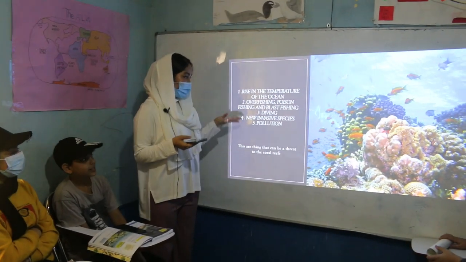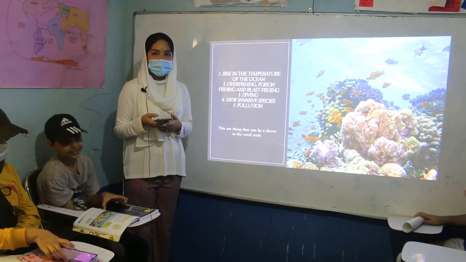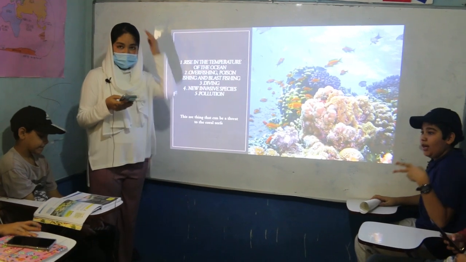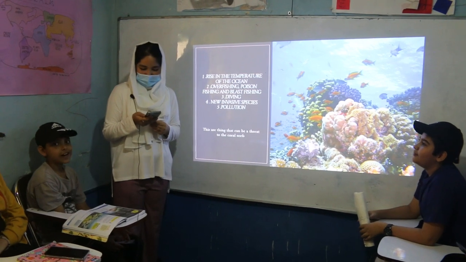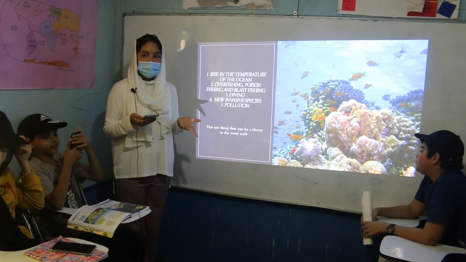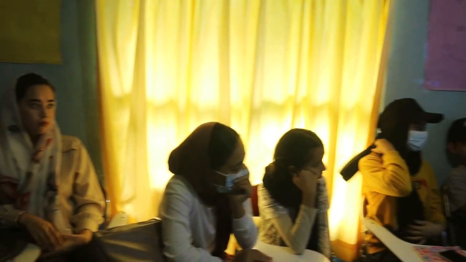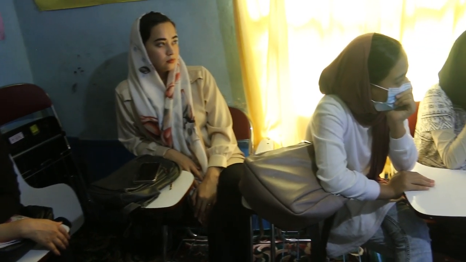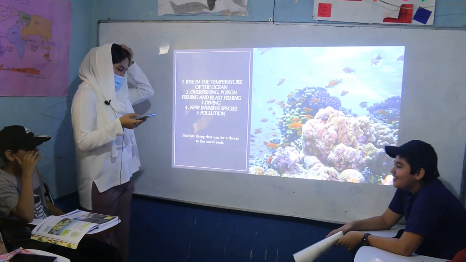The second example is overfishing, poison fishing, and blast fishing. As the human population grows, so does their demand for food, such as fish. Excessive fishing on certain marine animals, such as bullet fish and grouper fish, can affect the food chain of coral reefs and upset the balance of the ecosystem. The method of fishing used by some fishermen also damages the coral reefs. Fishermen sometimes use poison or blast coral reefs to catch fish.